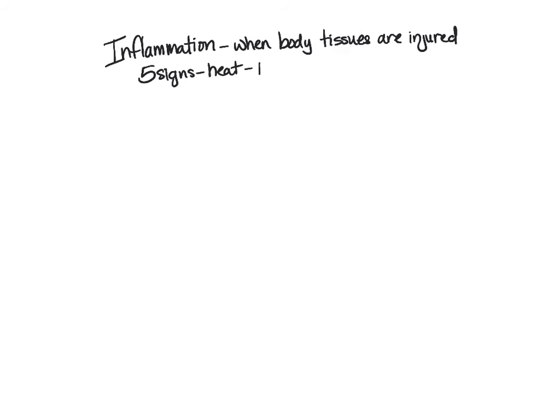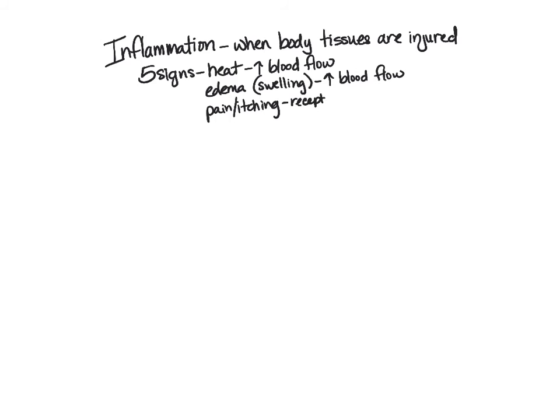This is related to an increase in blood flow. The second one is edema or swelling. And this is also related to an increase in the blood flow. Most of these are related to an increase in blood flow. So heat, edema, pain or itching. So of course this is because we have our receptors, and if we have injury to a site, these receptors are picking up on that. They're releasing them and becoming sensitized. And then impaired function.